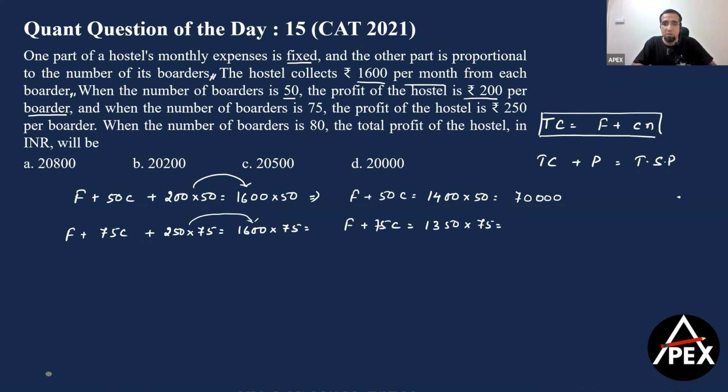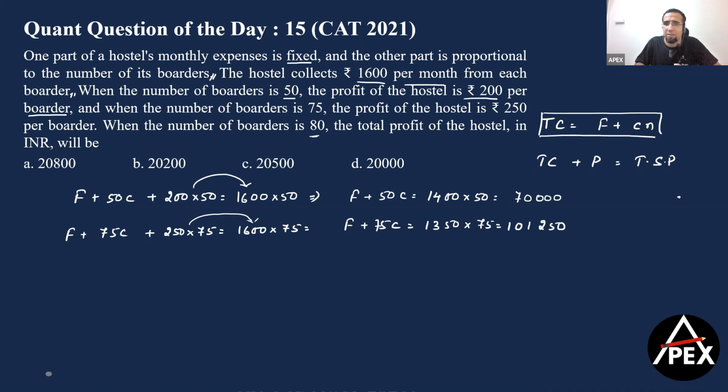Now this is one calculation that we will have to do. Since it's a CAT question and we have a calculator available in the examination, we can as well use the calculator for this. So 1350 into 75 would give me 101250. Clear?